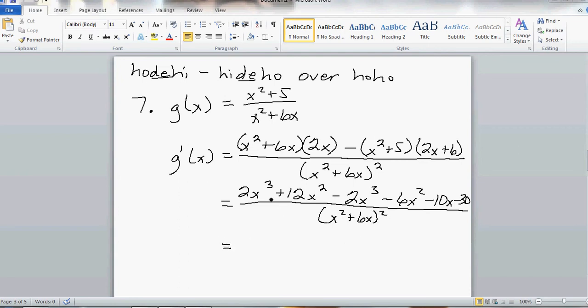And then finally, cleaning everything up here, 2x cubed minus 2x cubed, well, they're gone. 12x squared minus 6x squared leaves 6x squared. Minus 10x minus 30. All over x squared plus 6x, the quantity squared. And there is the derivative.